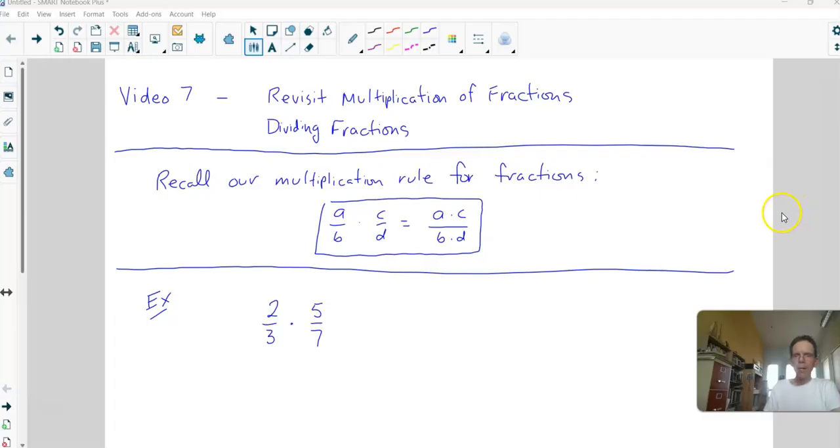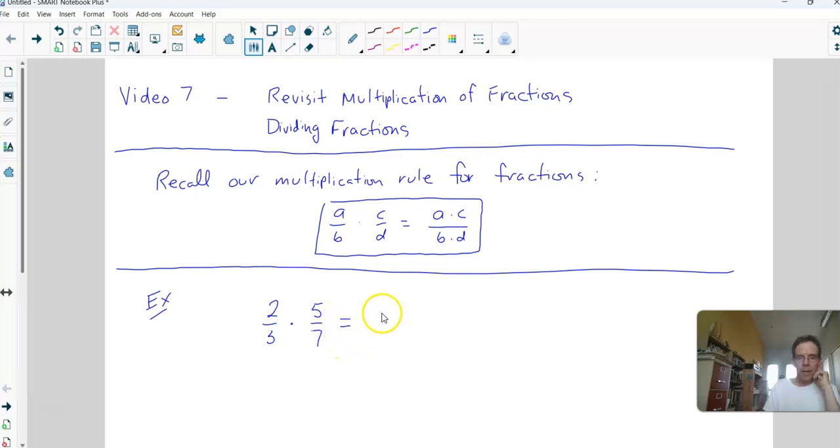We're in video 7, and here we're going to revisit multiplication, and we're also going to divide fractions. So if you remember, multiplication with fractions is simply where you multiply the numerators and you multiply the denominators. Let's see what this looks like with some numbers in it.